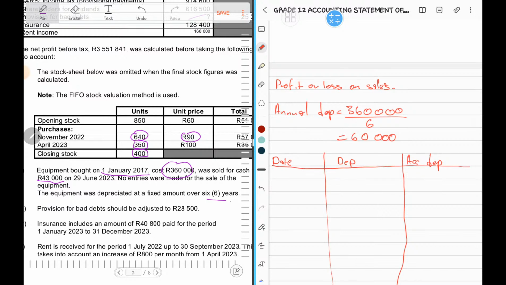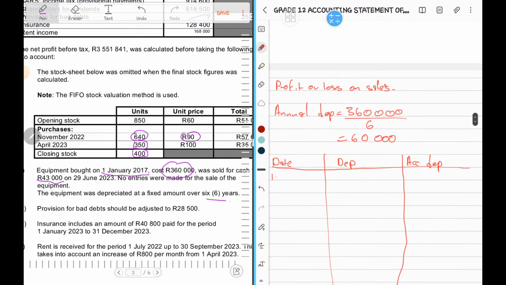Okay, so in terms of the date, we know that it was purchased on the 1st of January 2017, and during that year, the year ended on 30 June 2017. Since it was purchased from 1st January, it means it was used from the 1st January up until 30 June. So we're going to depreciate it from January up until June. When we count, it will be January, February, March, April, May, June. So we are going to depreciate it for 6 months.